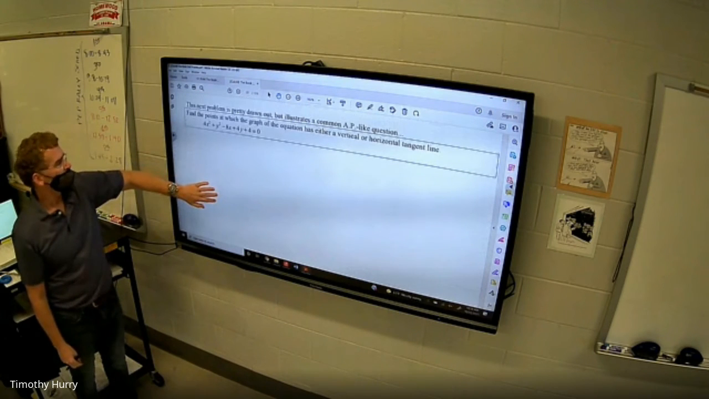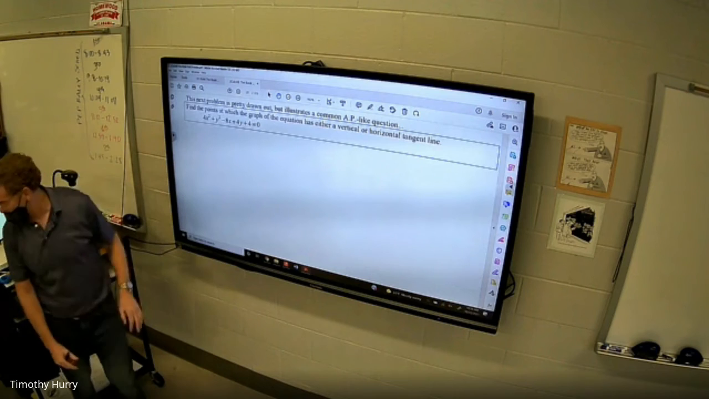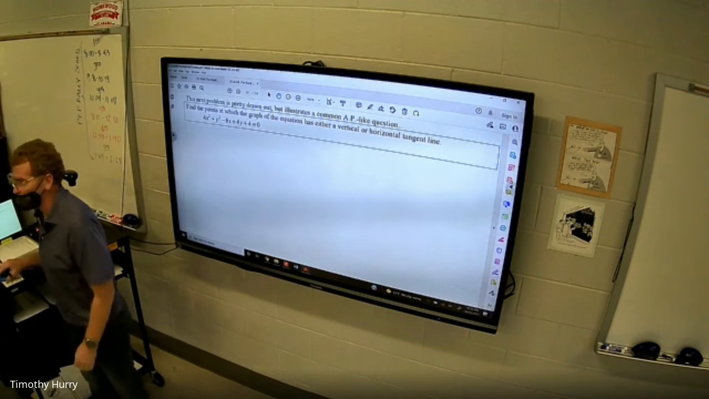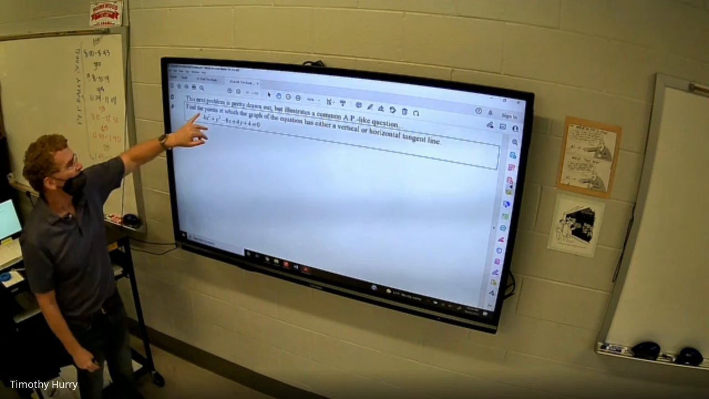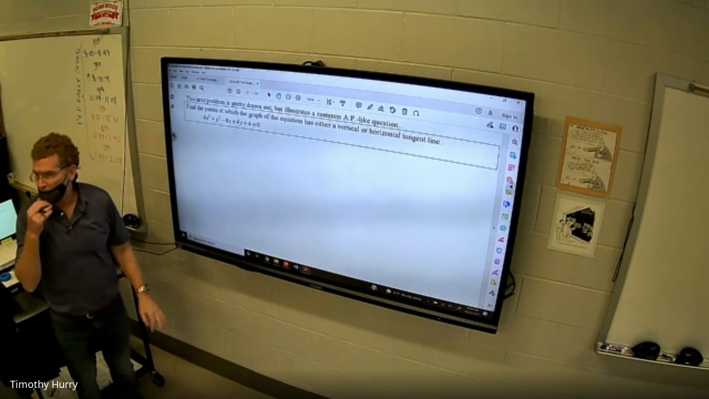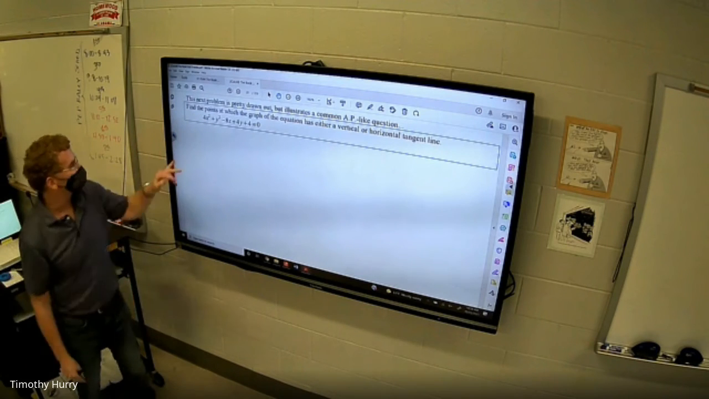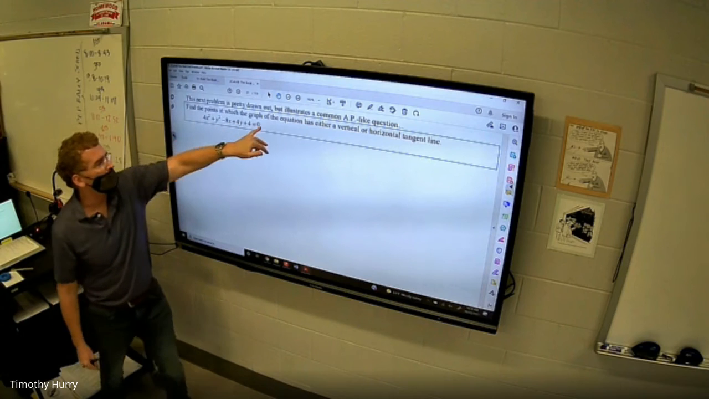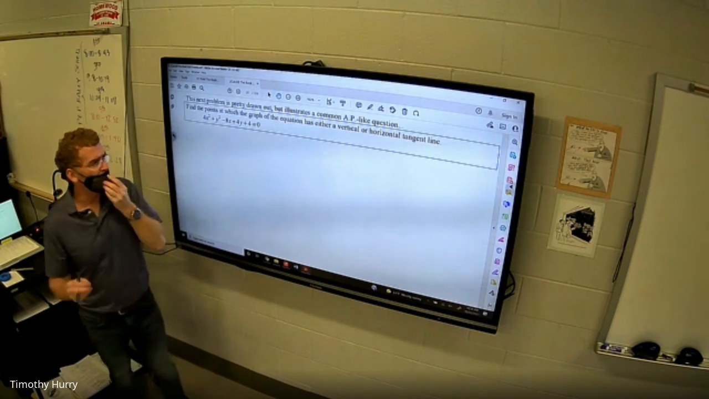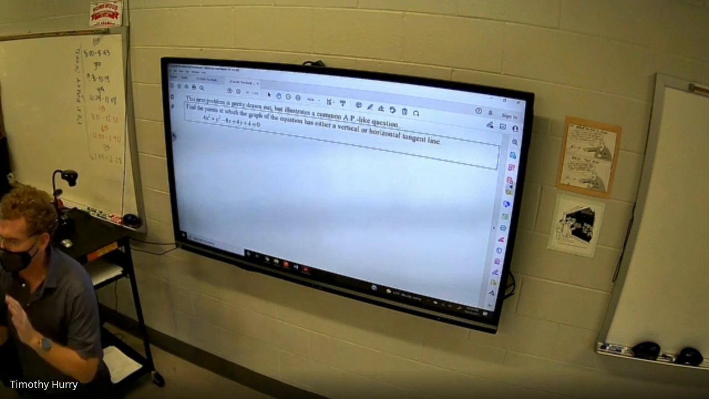All right. Now, this is going to take a little bit of time. I don't know if we'll have time to finish. We're going to do the best we can. But this is a common AP question. If we don't finish it, we'll get back to it later. It says, find the points at which the graph of this equation has either a vertical or horizontal tangent line. Now, stop and think for a second.